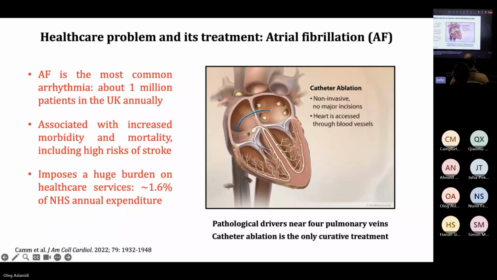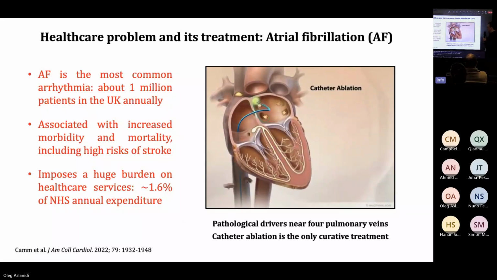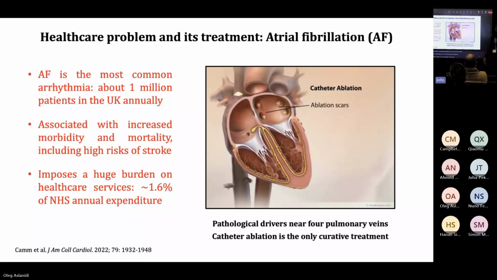I will consider a very specific problem, but it's a very common problem. Atrial fibrillation, or AF, is the most common arrhythmia. It affects roughly 2 out of 100 people in the UK annually, and similar statistics in the rest of the developed world. It's associated with lifelong morbidity, increased risk of mortality, 6 times increased risk of stroke, 5 times increased risk of heart failure, and so on. And it comes as a huge burden on the NHS. Almost 1.5% of the entire budget of the NHS is spent on this one condition.